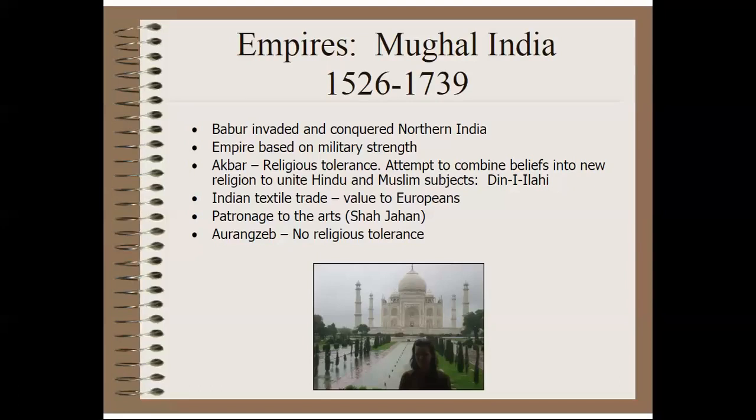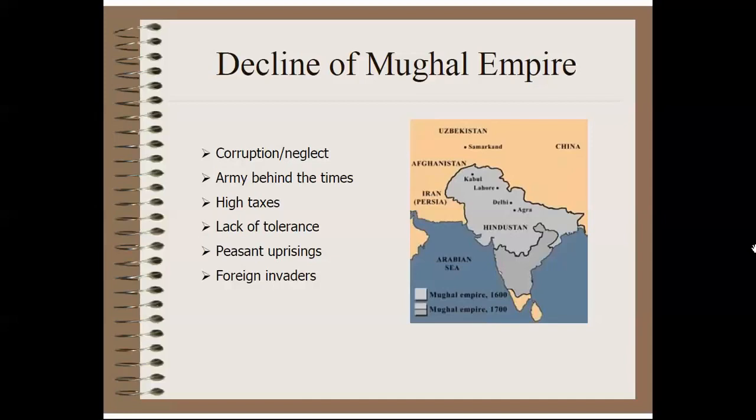He will do patronage of the arts, and you'll see syncretism, a blend of Muslim and Indian culture. The most famous example of that is the Taj Mahal. The Mughal Empire is going to fall as the Europeans start to get more and more of a foothold in India. Eventually, the British become the dominant power in India.